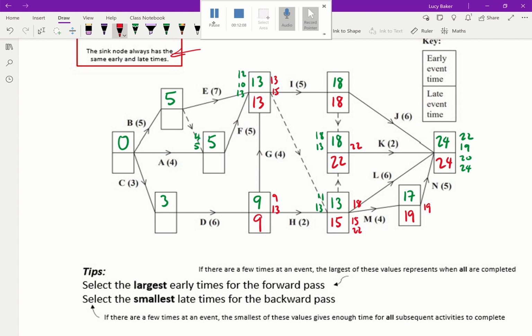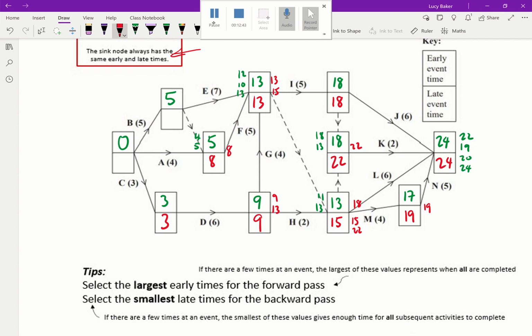Okay, going back along D, I can see that my late time for this event down here after activity C is going to be 9 minus 6, which is going to be 3. This one over here, so the event preceding F, is going to be 13 minus 5. That's going to be 8. And I don't think there's another way we can get there. By going backwards, we'd have to go forwards along the dummy. So I think that one's just 8, fairly straightforward.